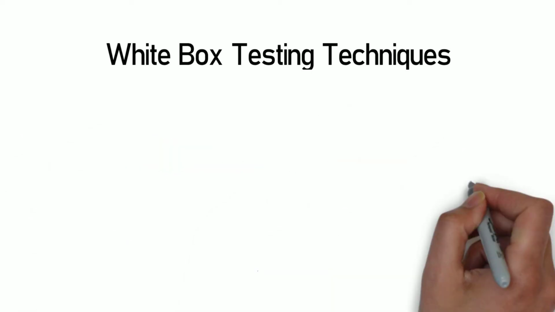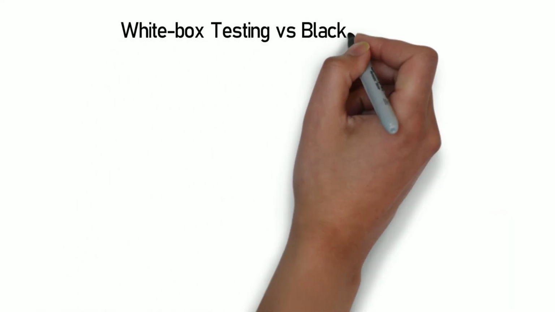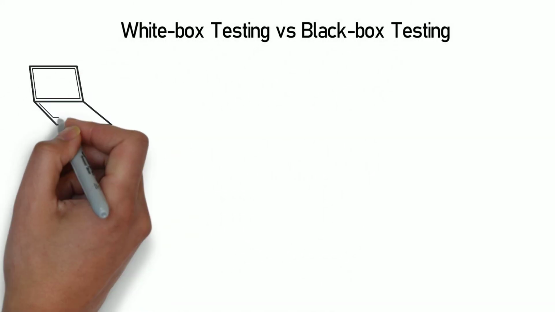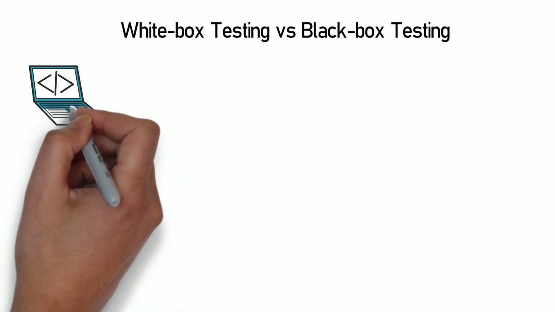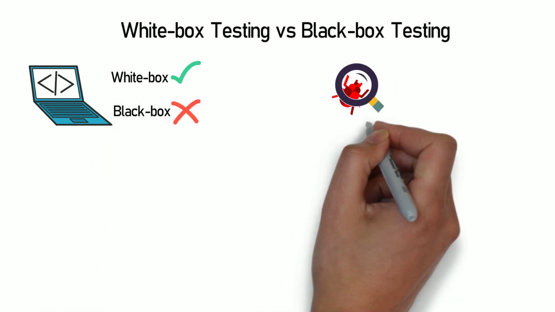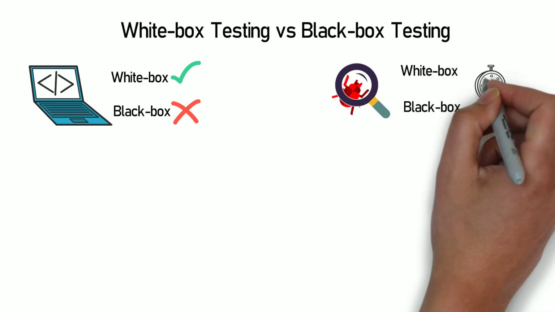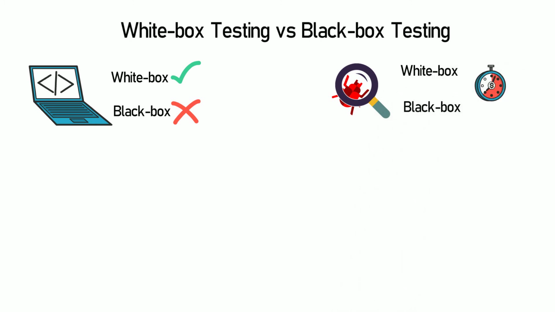These were the different white box testing techniques. Now let's check the difference between black box and white box testing. In white box testing, knowledge of the application's code and architecture is required, whereas the same is not required in black box testing. White box testing can help in finding bugs before black box testing can even start, so it can help in the early identification of bugs.